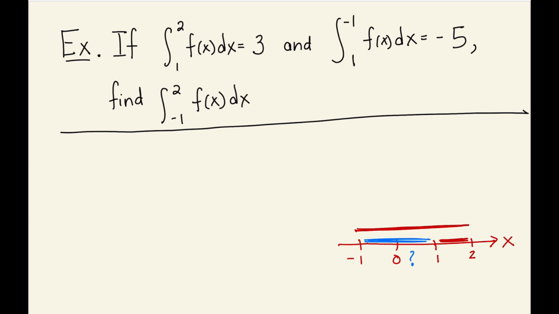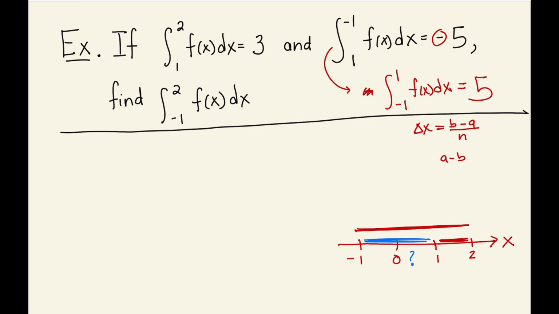Well, the fortunate thing is that this is just equal to the negative of the integral from -1 to 1 of f of x dx. So that tells me that this integral is actually just equal to 5. It's just the opposite of this integral. You might be wondering, why is that true? Well, remember that delta x was b minus a over n. So the only thing we're really doing differently in this case is writing a minus b over n when we switch the bounds. So that's negative b minus a over n.